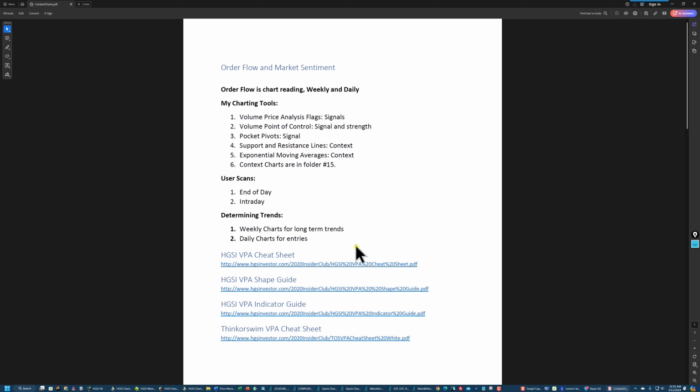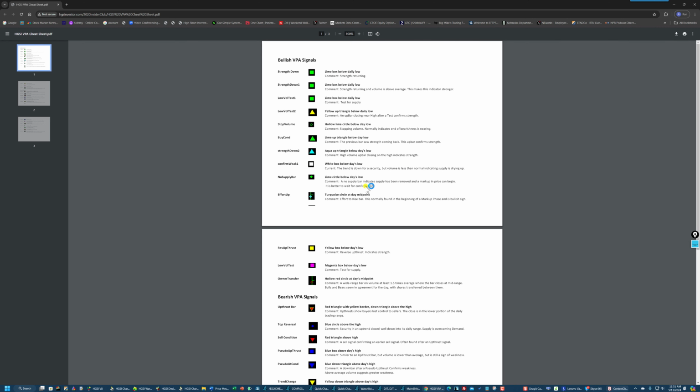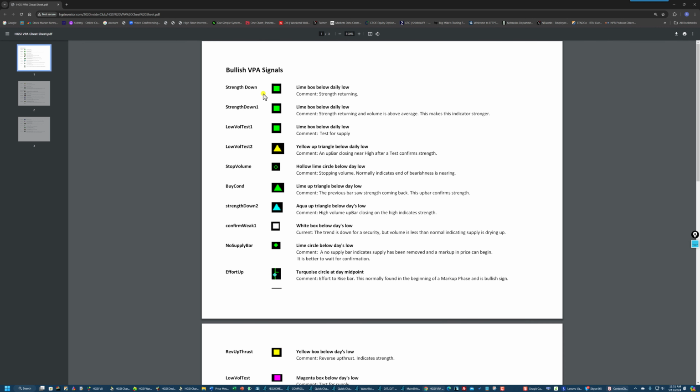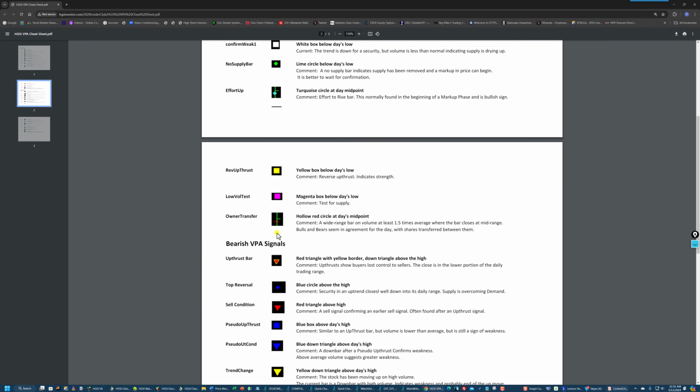Now, these are some other older PDFs that you're welcome to download if you want to. I'll bring them up quickly. This is the cheat sheet, which shows you the VPA signals in HGS Investor.